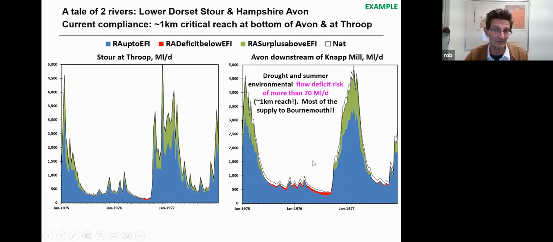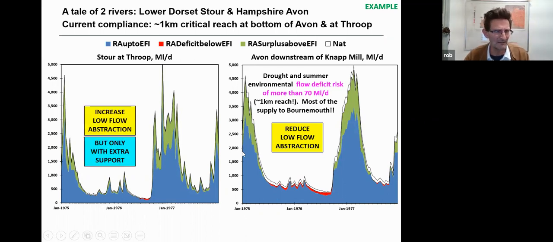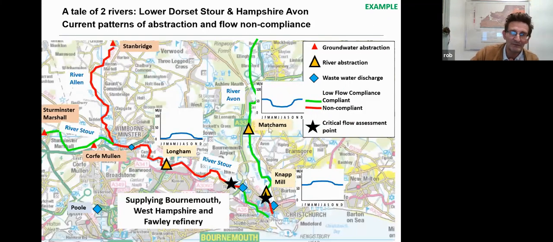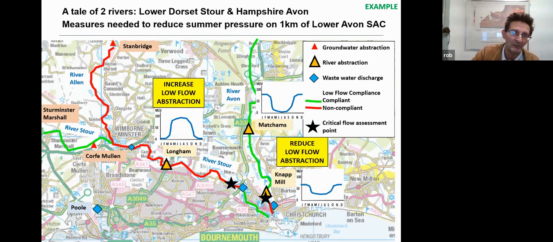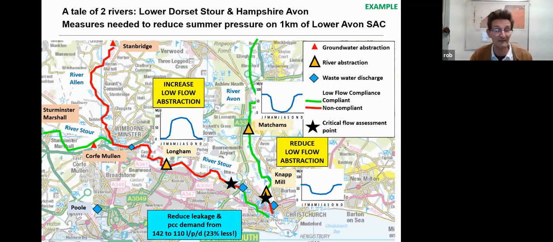So if you want to fix that, what you've got to do is effectively reduce the low flow abstraction. The only place to get the water locally is to increase the low flow abstraction in what is currently a dicky river. And so you can only do that with extra support. So we have to go from this situation at the moment, where you've got these patterns of abstraction from the main river abstractions, base flow supported, to one where you're reducing here and increasing here. And you have to do that firstly in the water resources management plan. There's the inevitable need to reduce leakage and per capita demand by 23%, which is a massive ask.